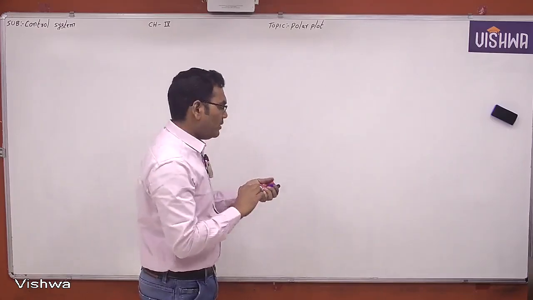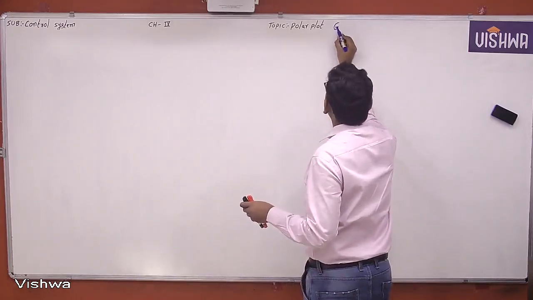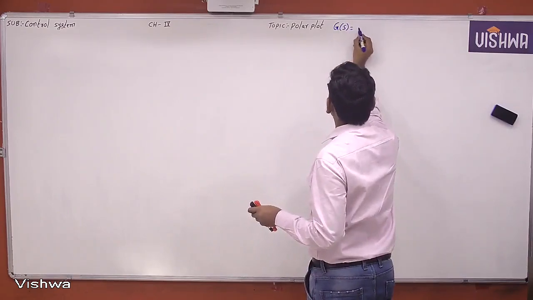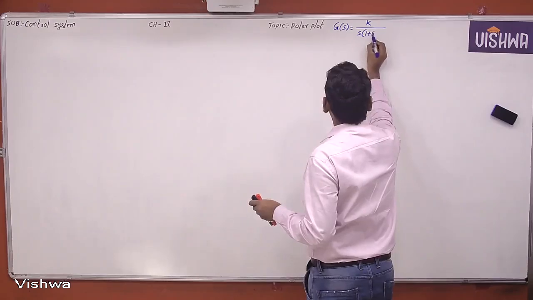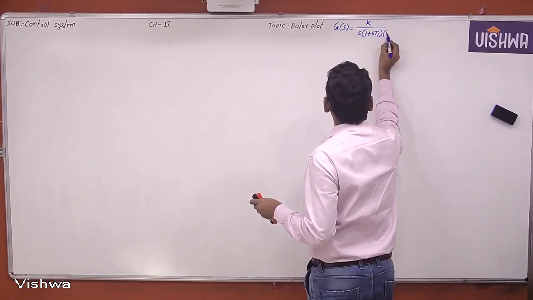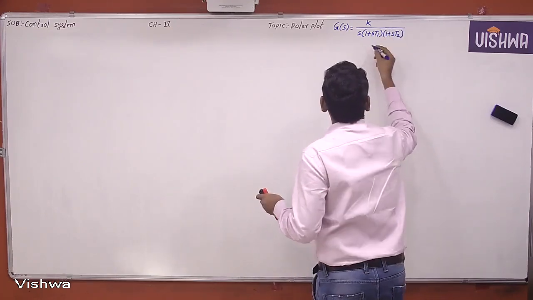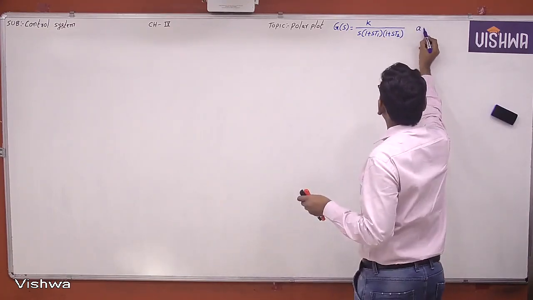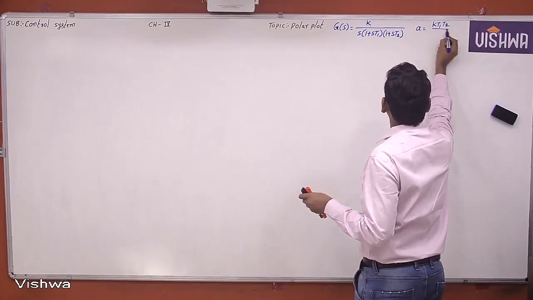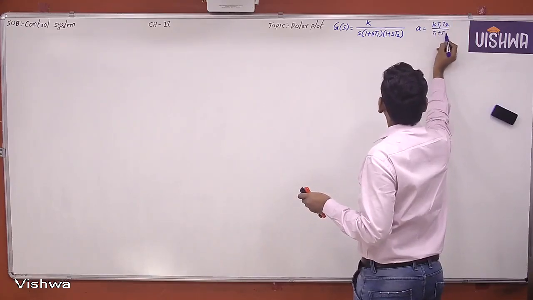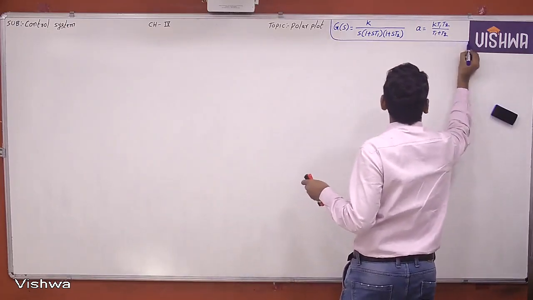So for that I just take one small example. Now let us take this example: G of s equal to k by s into 1 plus sT1 into 1 plus sT2, which we already solved. Here the polar plot crosses the negative real axis. There we already found the magnitude also, k T1 T2 by T1 plus T2, where the polar plot is crossing the negative real axis. I just take this example.